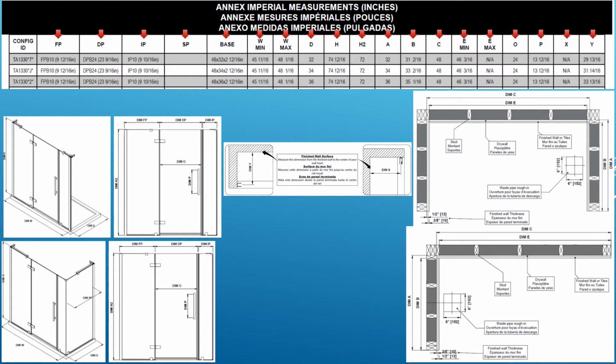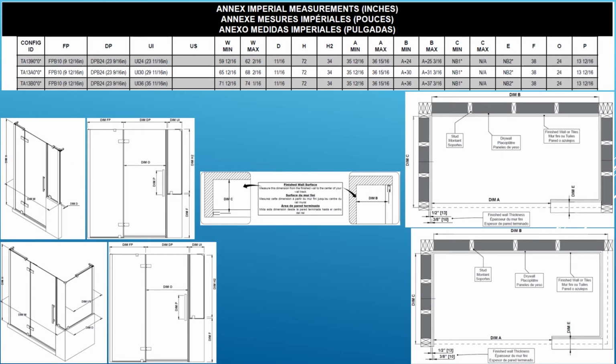X is the side wall track installation distance. The measurement is the distance from the side finished wall to the center of the side panel wall track. Note that some measurements marked with NA will mean that they are not required or not applicable to a given configuration.